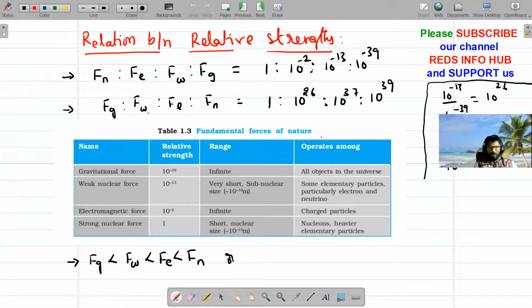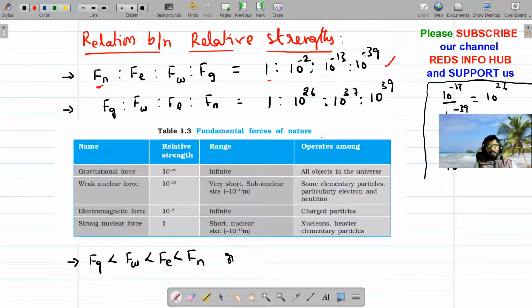Okay. Now let us try to have a brief discussion about the relative strengths. How will the relative strengths appear? If you consider nuclear force as having 1 unit of strength, then electromagnetic force will have 1 by 100 times lesser strength than nuclear forces, so we can express it as 10 power minus 2. Similarly, weak nuclear forces have 10 power minus 13 times the strength of nuclear forces. Whereas the strength of gravitational forces is 10 power minus 39 times that of nuclear forces. So the ratio you can take in this way.